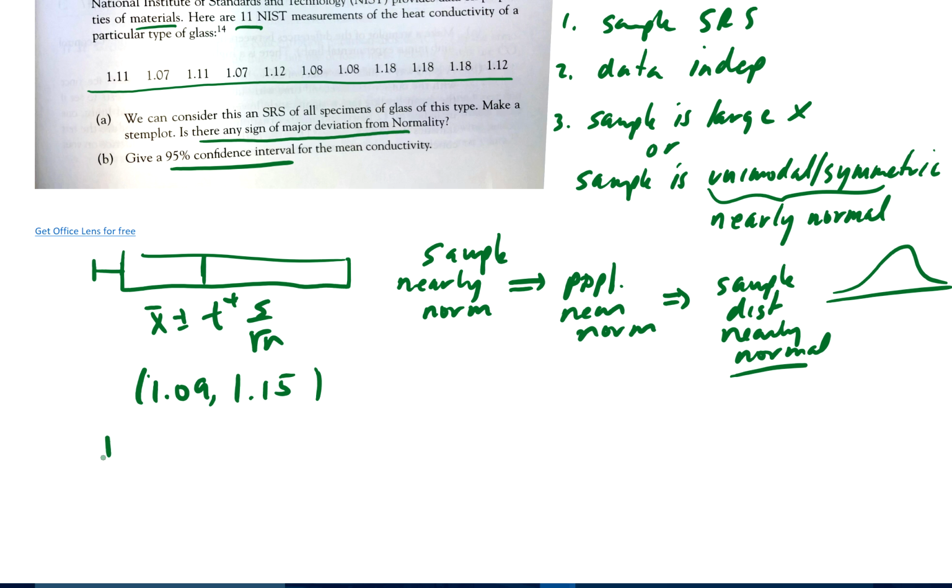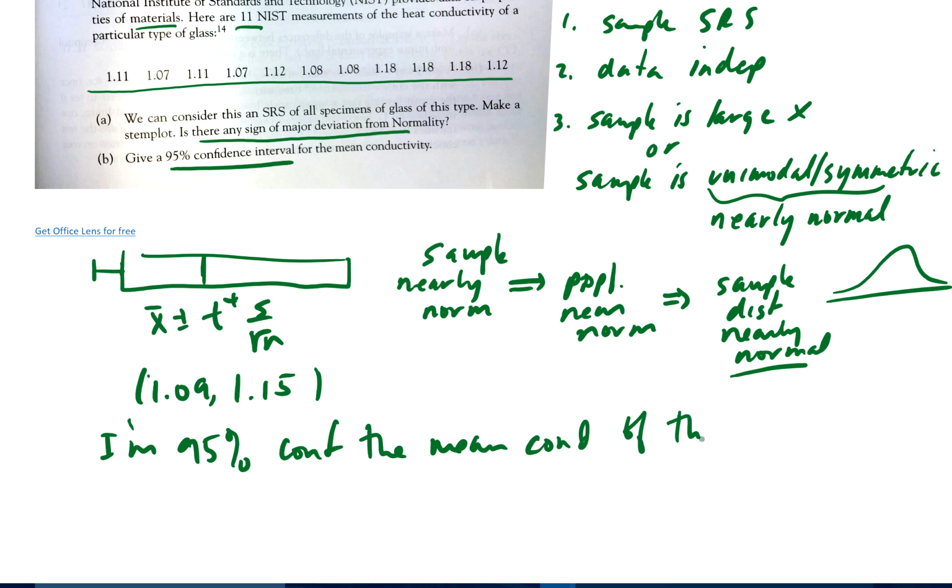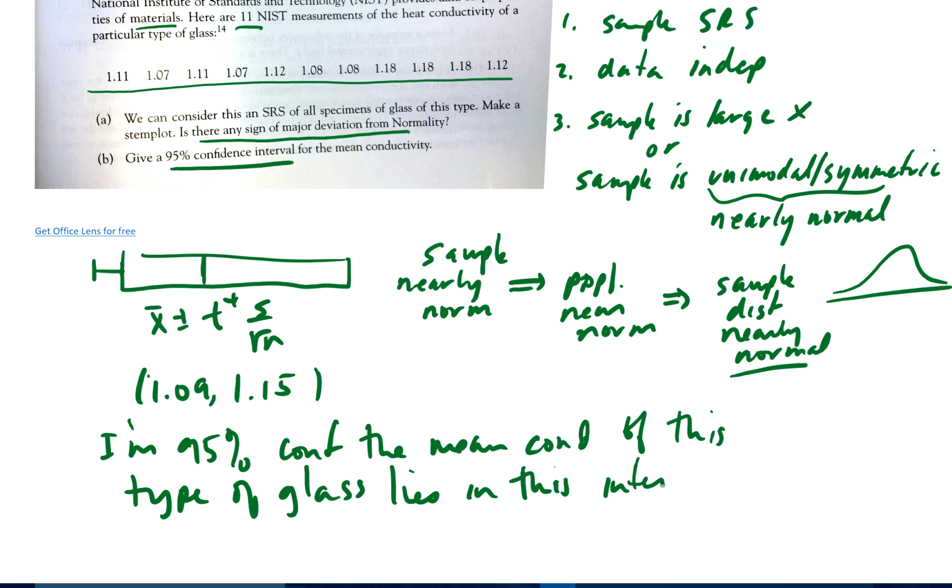So I'm 95% confident the mean conductivity of this type of glass lies in this interval. Okay, does that make sense? Hope so. And you know what? Let's go to the last problem.